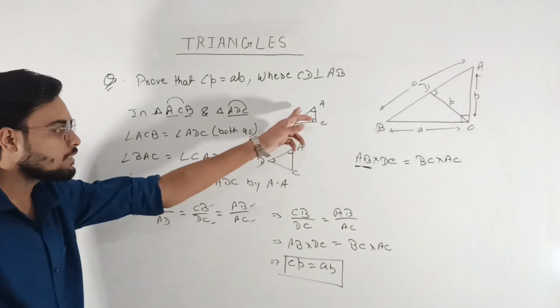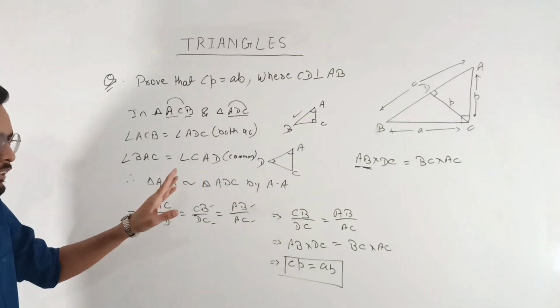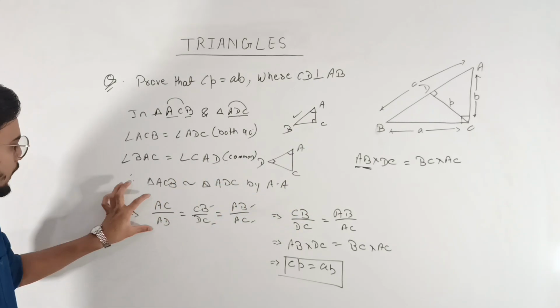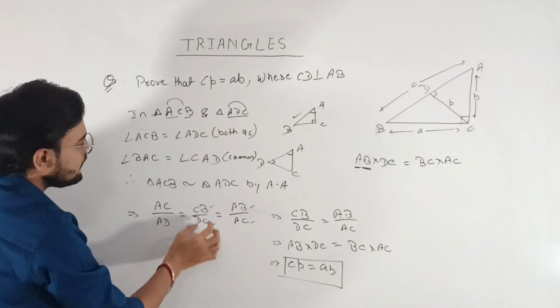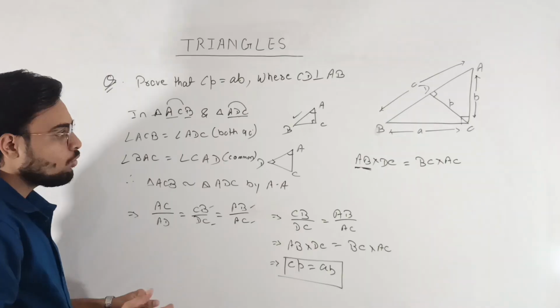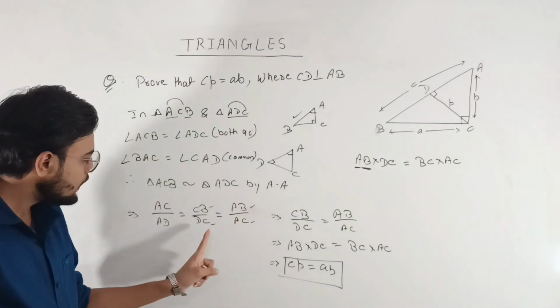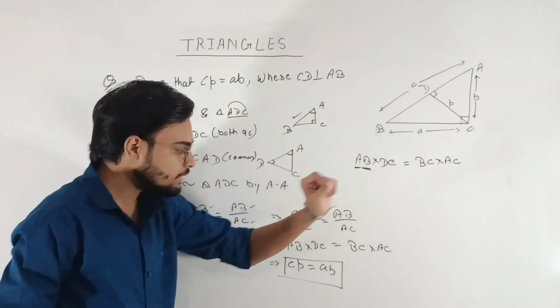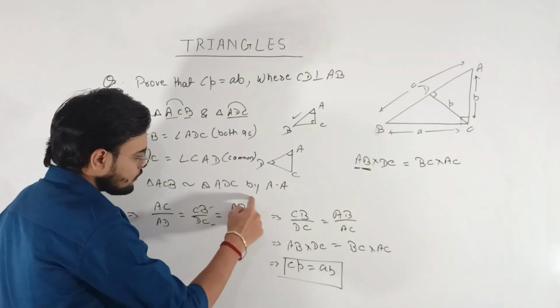Then these two triangles are similar by angle similarity. Then if two triangles are similar, then sides are proportional. That's why I write here AC upon AD, CB upon DC and AB upon AC. Now look which sides we want. We want AB and DC. AB is here, DC is here. BC and AC we want. BC is here and AC is here. So now I take only these ratios.